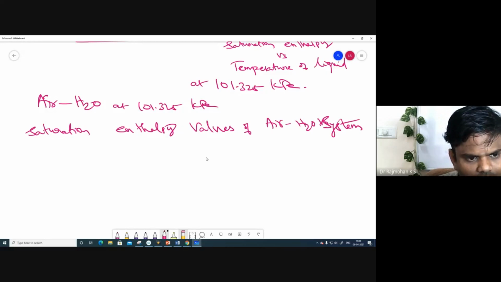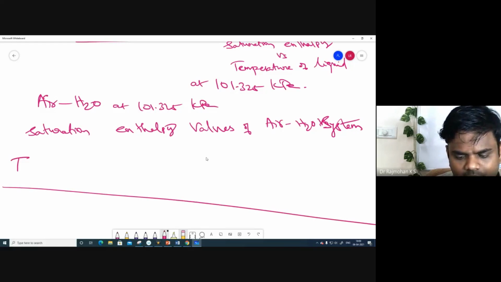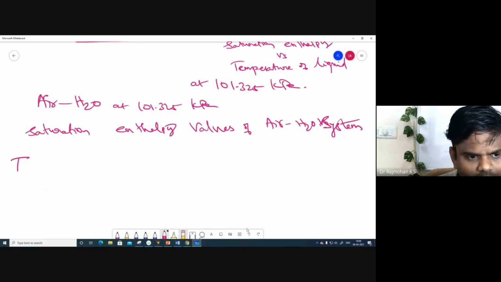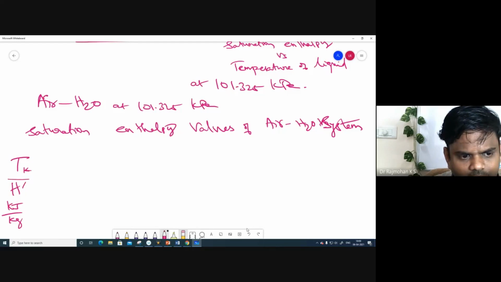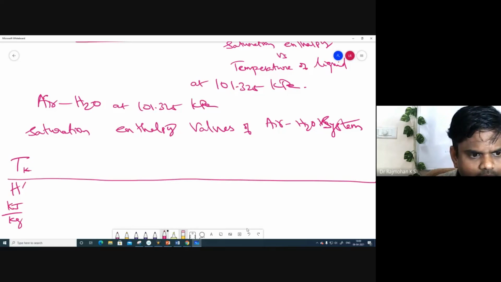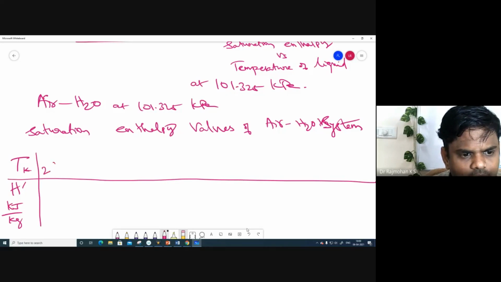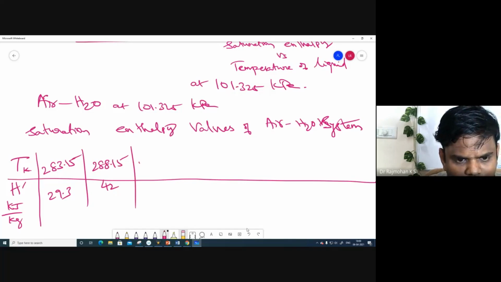You can take down temperature and enthalpy in kilojoules per kg. Temperature is in Kelvin. Okay, so take down the data: 283.15. In the exams I won't give the value, you can take the data directly from here. 29.3, 288.15, 42, 293.15. So that 15 can be skipped.